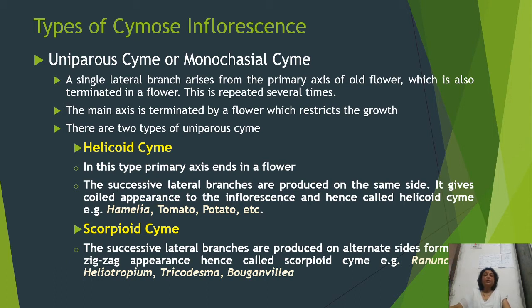The second is the scorpioid cyme. The successive lateral branches are produced on alternate sides, forming a zigzag-like appearance. Hence, it is called scorpioid cyme. The scorpioid cyme we observe in Parthenium, Ranunculus, Heliotropium, Trichodesma, Bougainvillea, etc.